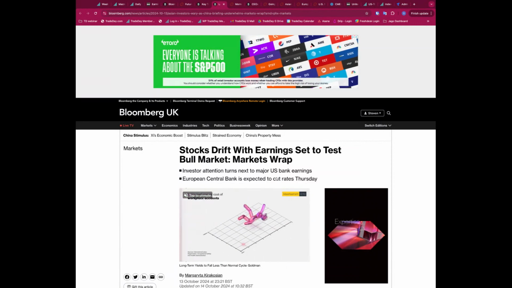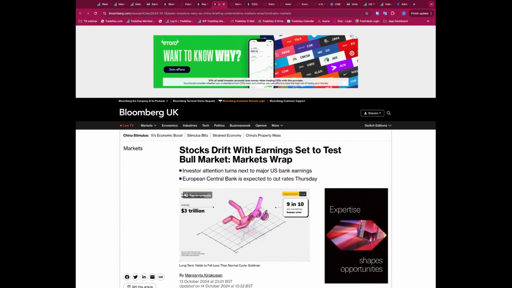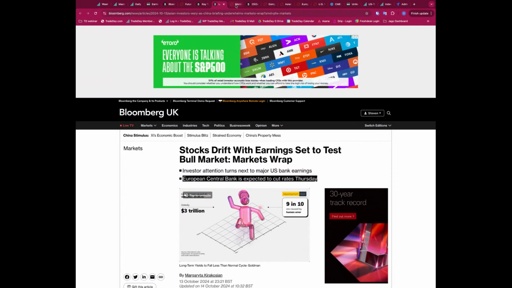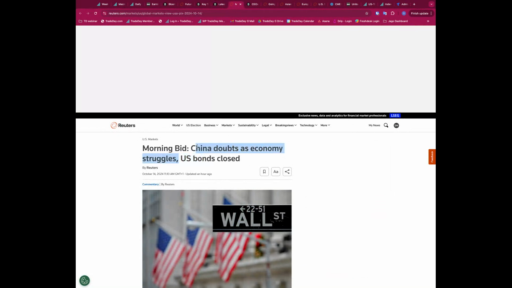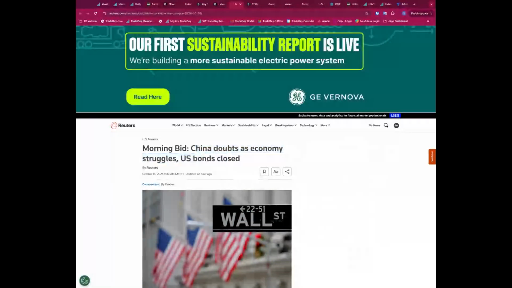European Central Bank expected to cut rates on Thursday. We'll focus a little bit more on that as we get closer to morning. Big China doubts as economy struggles. We've already looked at that data.